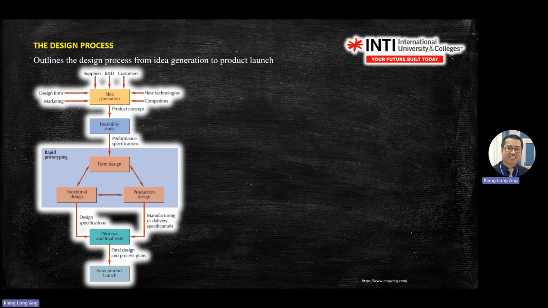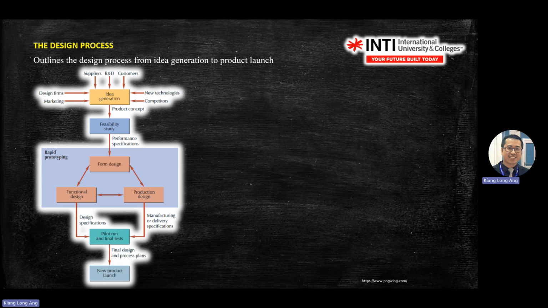Okay, so this will be the design process from idea generation to product launch. So from here to here. So this is a very important diagram when you describe how you design and how you launch the products. So this is a very important diagram for your coming assessment. So basically, the question very, very short, it asks you to explain what is the design process from idea generation to product launch. Basically, you need to draw this one and then explain.